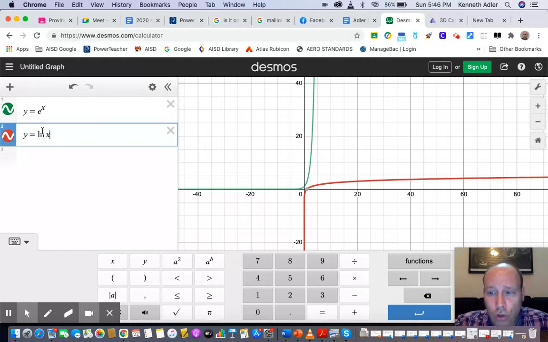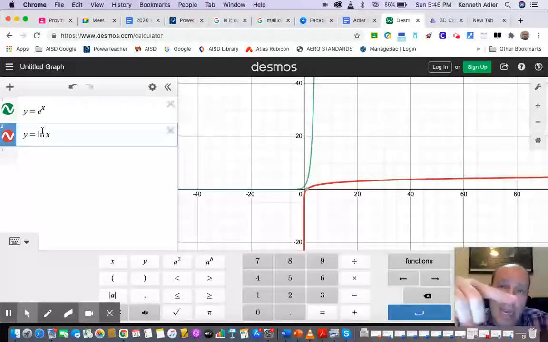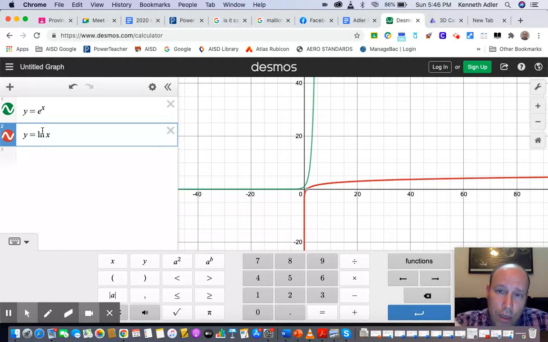And lastly, you learned that the range of the function is the domain of the inverse. And so because the range of e to the x is y greater than 0, the domain of the logarithm is x is greater than 0. Yeah, the range of the function is equal to the domain of the inverse. Okay, and you can visually see that.